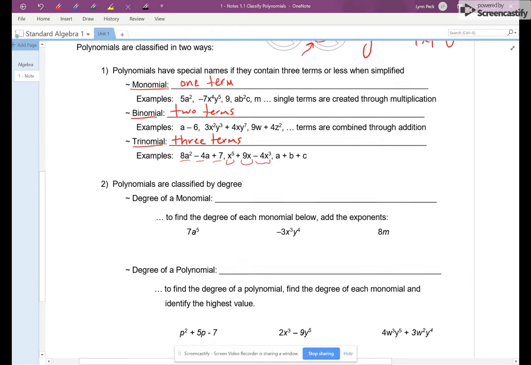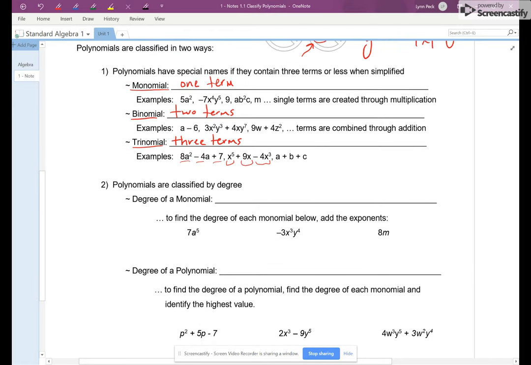All right, the second way we can classify a polynomial is by degree. First, we look at the terms by themselves. So the degree of a monomial. To find the degree of a monomial, a single term, you simply add the exponents. So the degree of a monomial, you add the exponents on all letters.